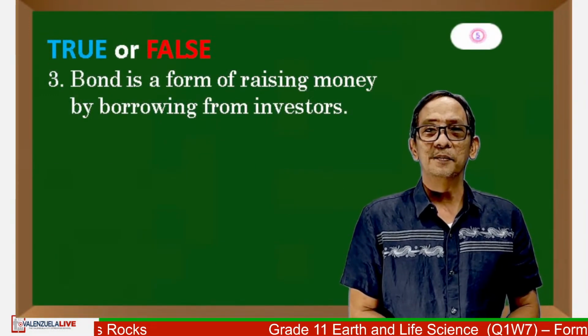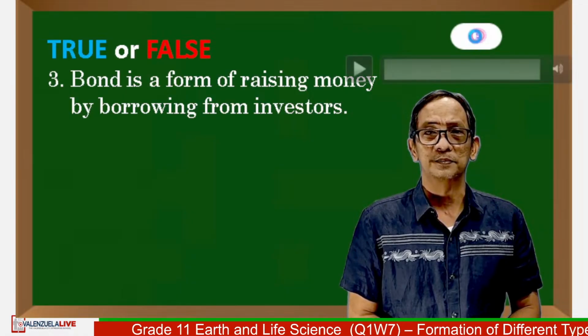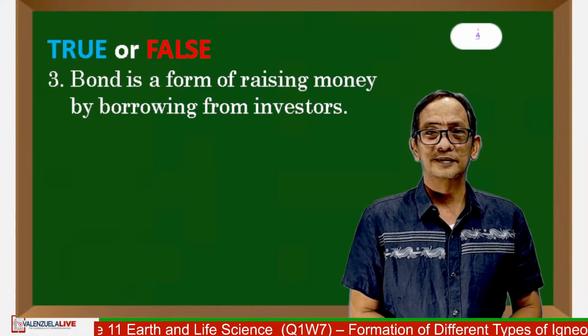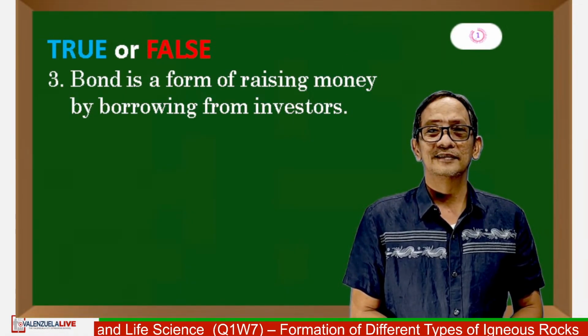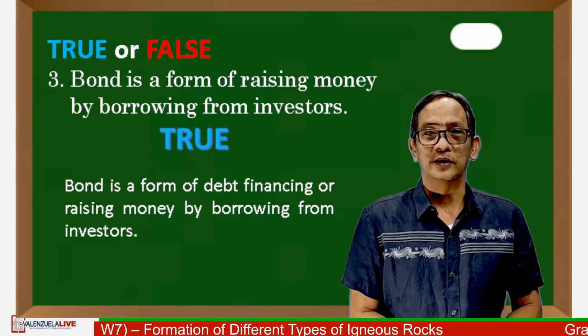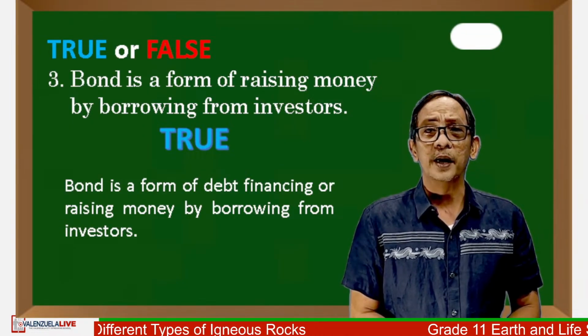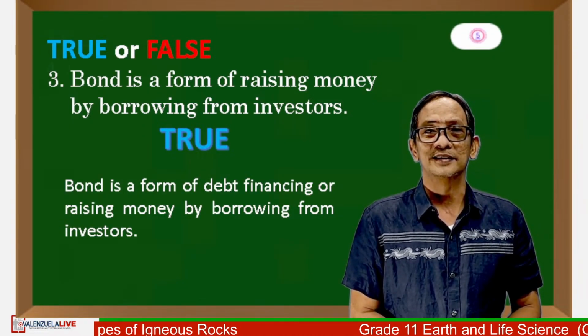Number 3, bond is a form of raising money by borrowing from investors. 5 seconds. If your answer is true, then you are correct. Bond is a form of debt financing or raising money by borrowing from investors.